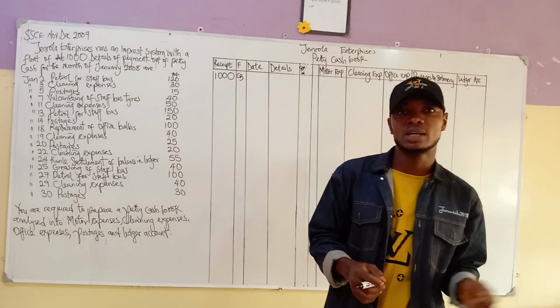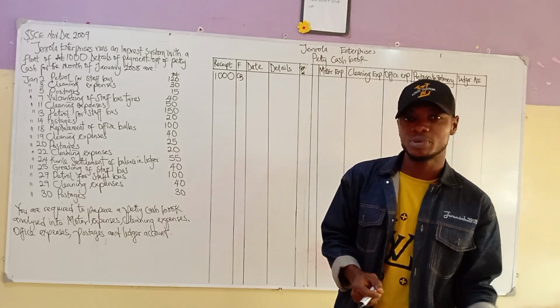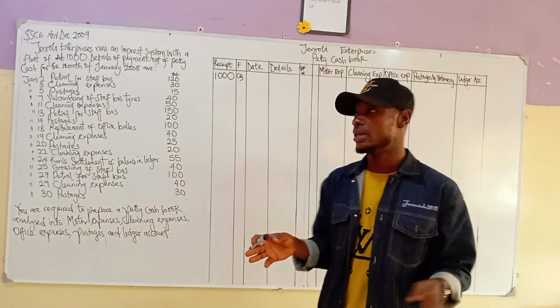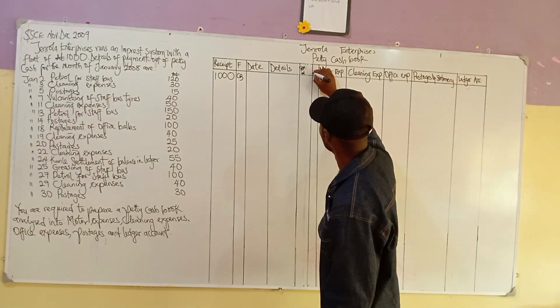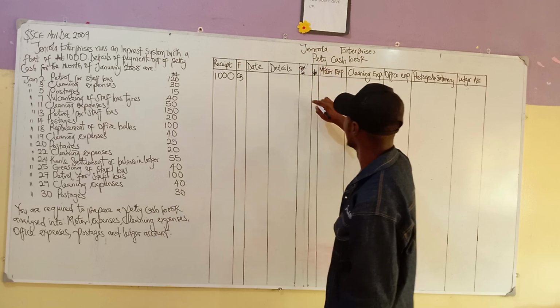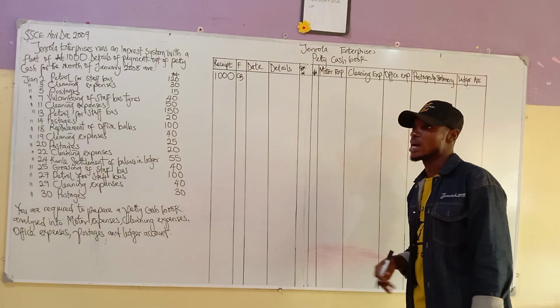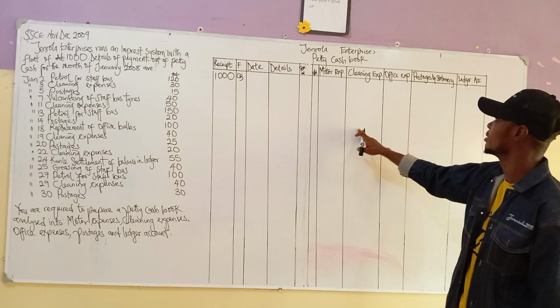So if you are buying detergent, water, or a mopping stick, whatever is used for cleaning is recorded under cleaning expenses. And most times they'll just give you cleaning expenses. If they do not, maybe they break it down, so you just carry the particulars and put it under cleaning expenses.